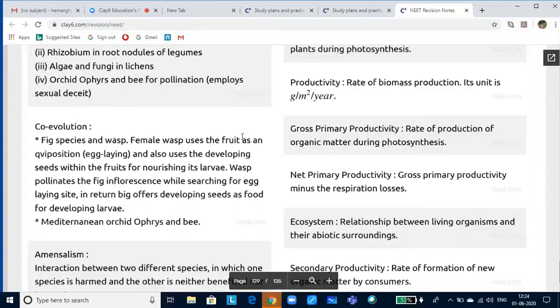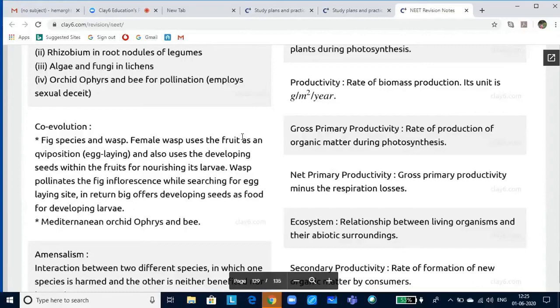Heterotrophic components cannot make their own food. They consume the matter built by the producers and therefore we call them consumers. They may be herbivores, carnivores or omnivores. Herbivores are called primary consumers, whereas carnivores and omnivores are called secondary consumers. Collectively, we call all these macro consumers.